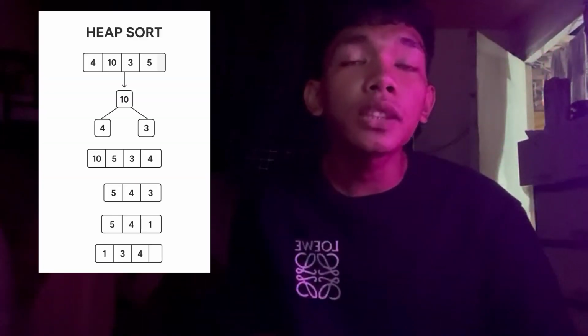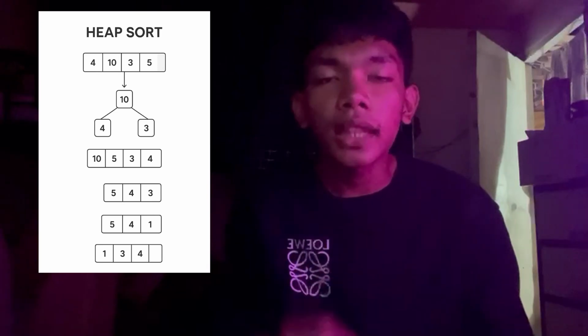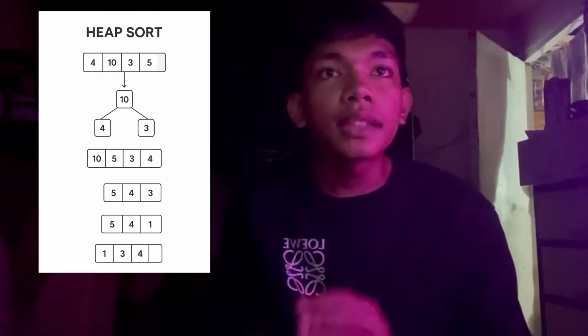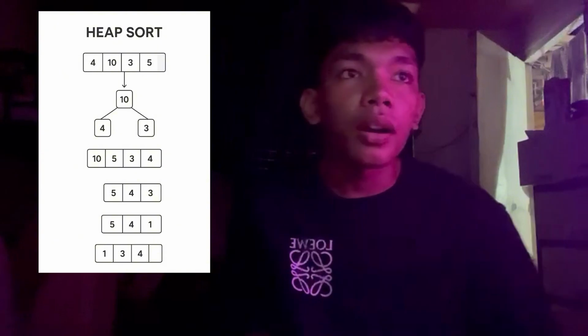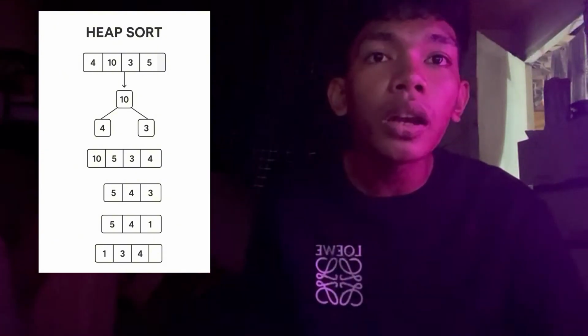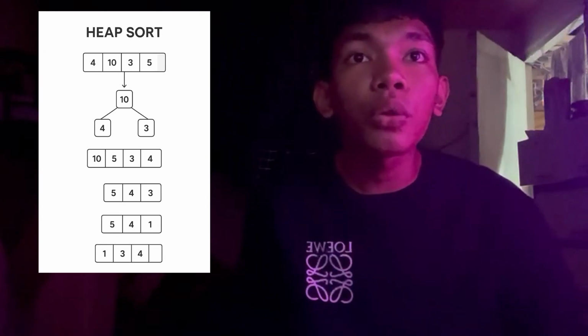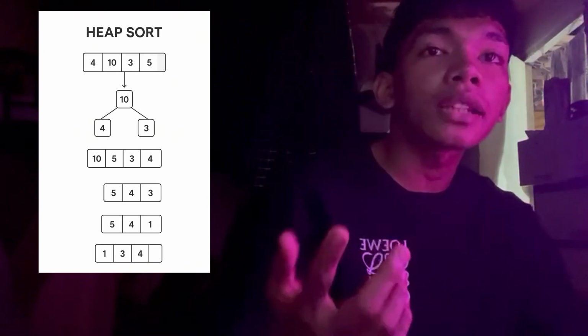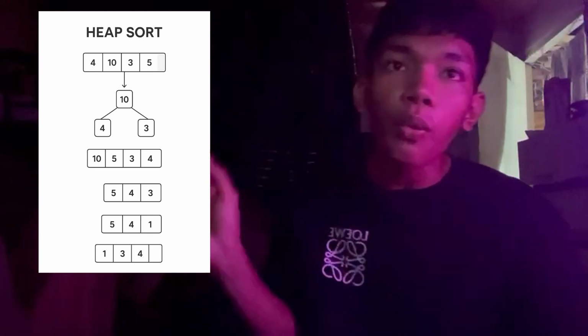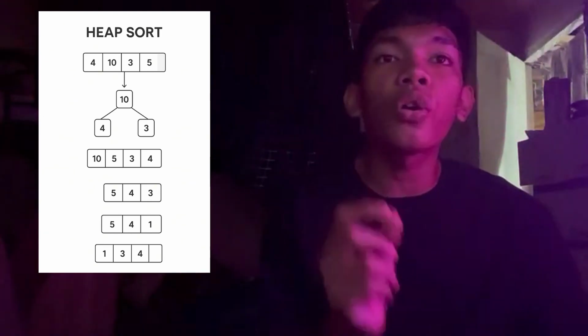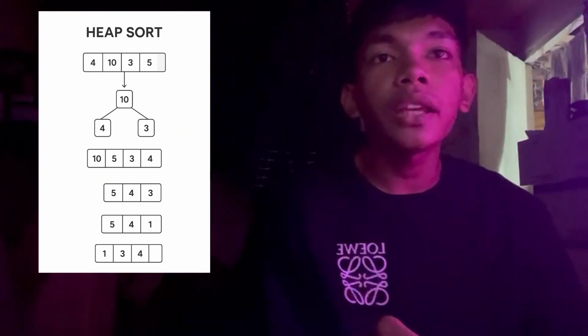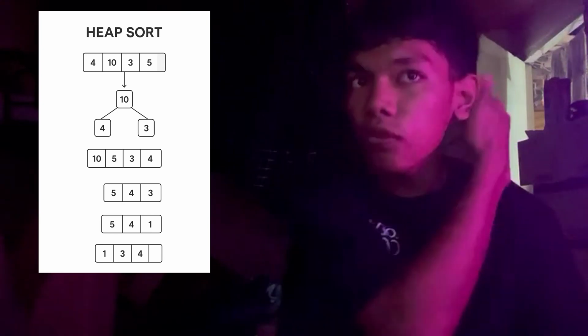The example is 4, 10, 3, 5, and 1. Step 1 is build the max heap. You can see the example here. Step 2 is swap the root with the last element: swap the 10 with the 1. The array is 1, 5, 3, 4, 10. Now heapify 1, 5, 3, 4.